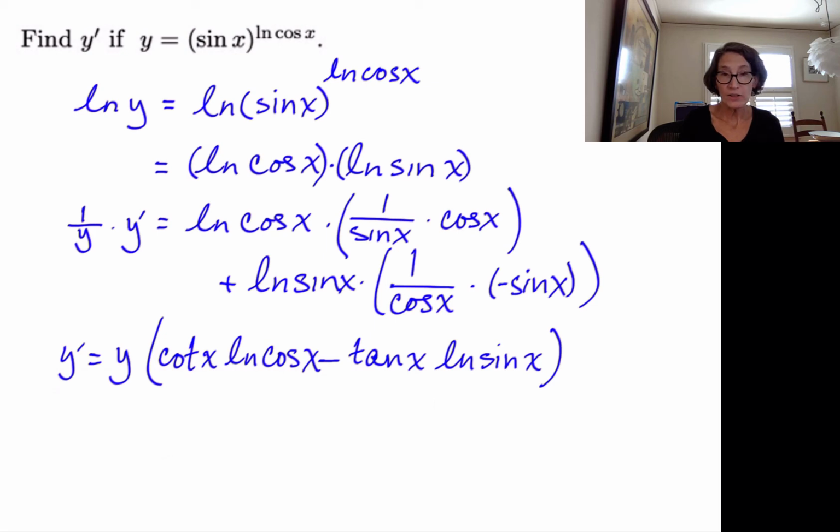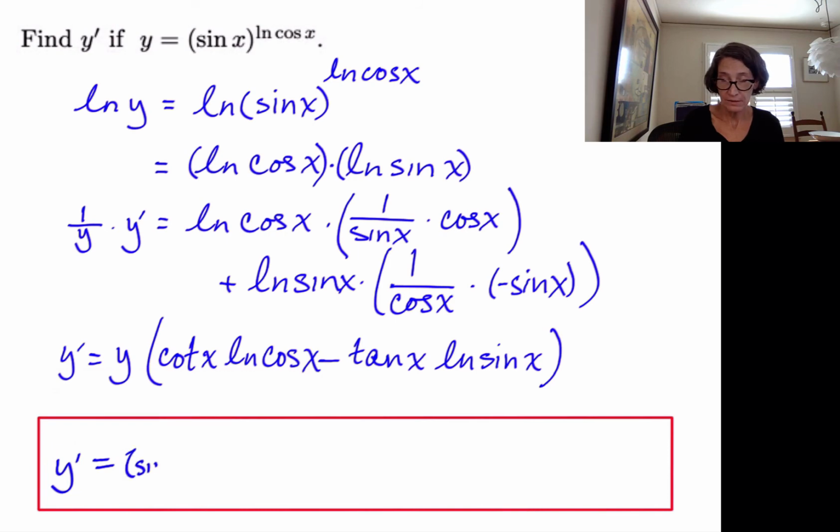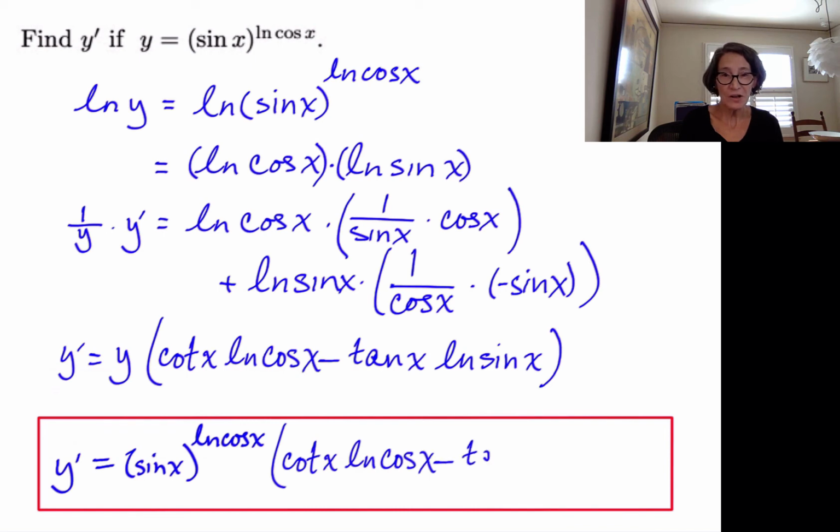And now I just need to replace the y with sine x raised to the natural log of the cosine of x. And there's my answer. Sine of x raised to the natural log of cosine of x times cotan x times natural log of cosine x minus tan x times natural log of sine x. And that's the derivative. All right, let's do one last example.